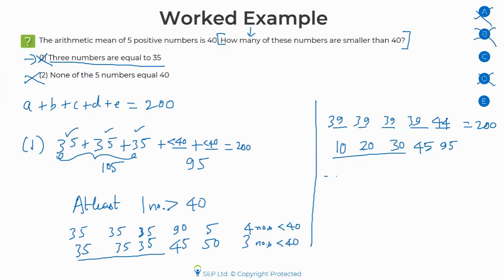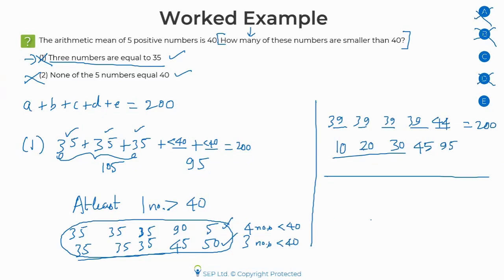Now tell me, how do I combine? Can I use these values? Do you think they will satisfy both the statements? Three numbers are equal to 35. Yes, great. None of the five numbers equal to 40. Yes, in both the cases, none of the five numbers equal to 40.